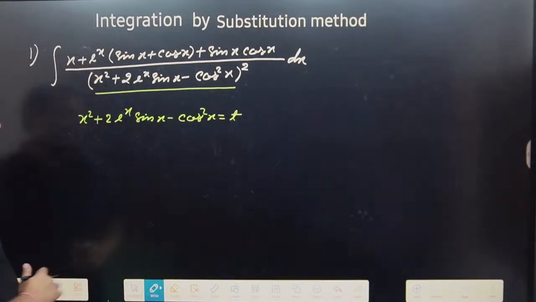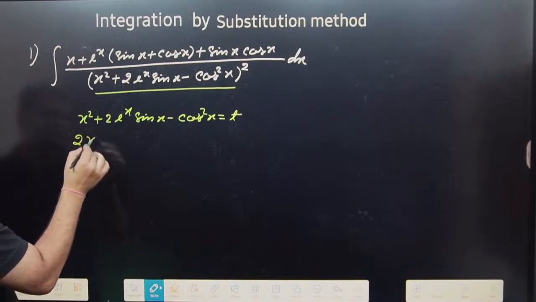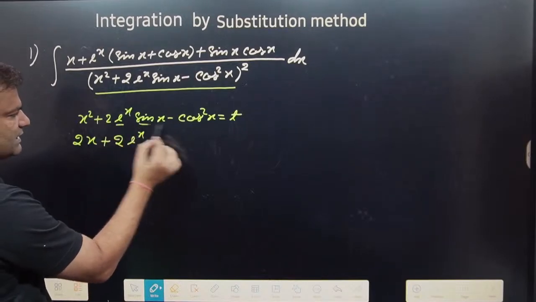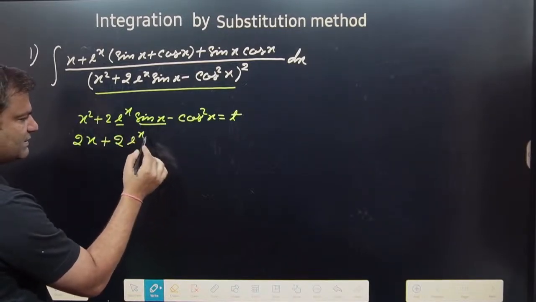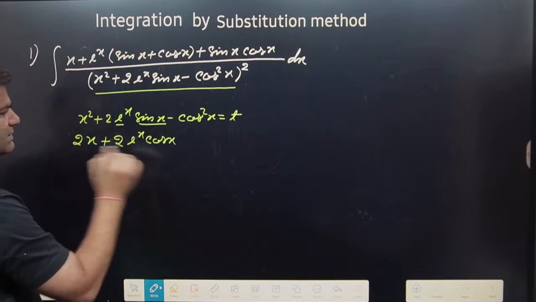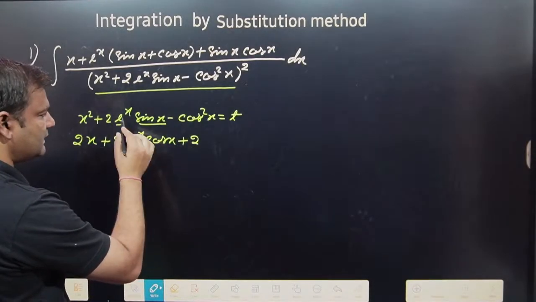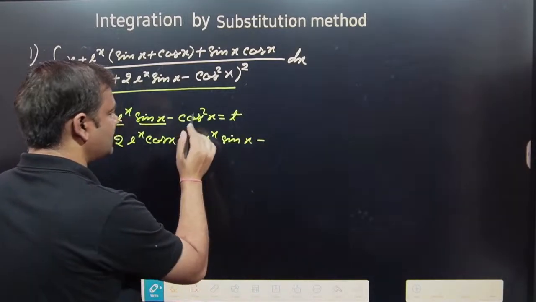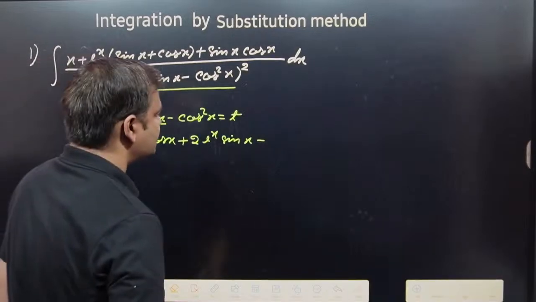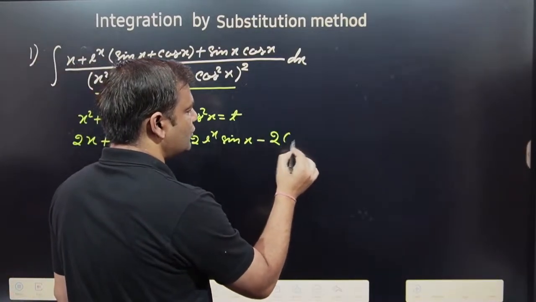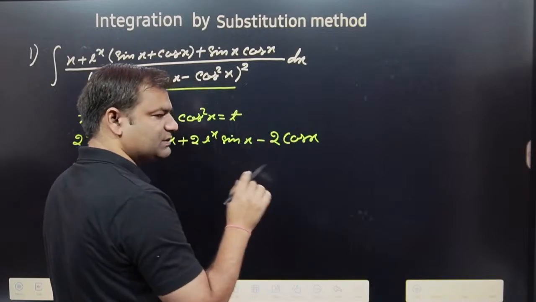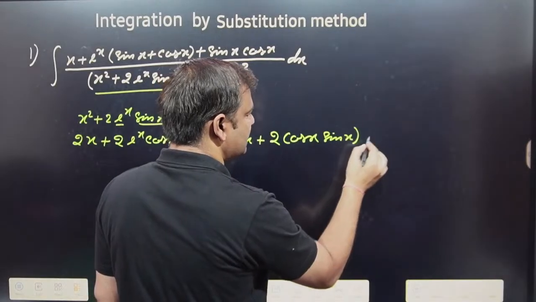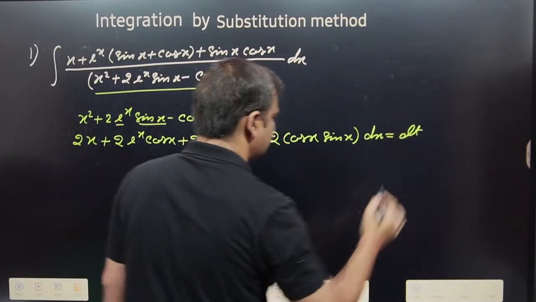If we differentiate with respect to x, we get 2x, and for that one 2 into e to power x, differentiation of that one, first into second. So first into differentiation of second, that is cos x, plus 2 differentiation of first, that is e to power x, and here simply sin x. Now differentiation of cos square x, you can write 2 cos x into differentiation of cos x, that is minus sin x, so written here sin x. Okay, dx, this will be equal to dt.